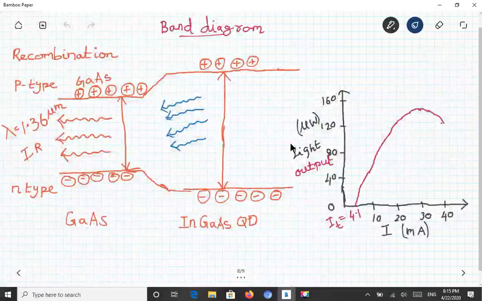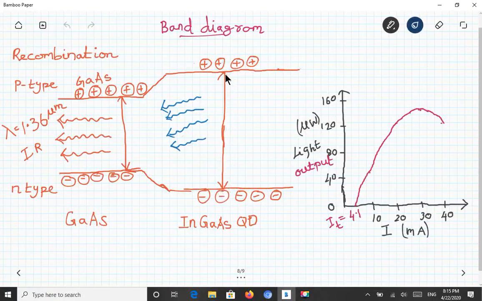Okay, coming to the band diagram. So this is the band diagram, in which this is the quantum dot. As it is a quantum dot, we will be having a bigger band gap, so a larger band gap when compared to gallium arsenide. So there will be p-type and n-type gallium arsenide, and in between those two there will be a quantum dot. As it is a larger band gap, you can see a shorter wavelength output, for example, the blue color range. The output will be in the blue color range.